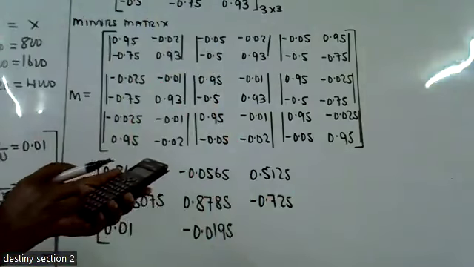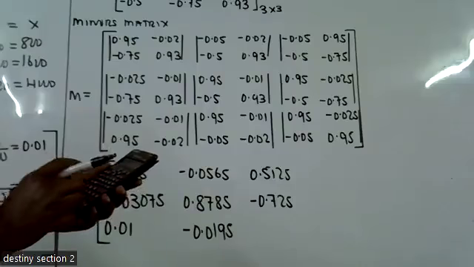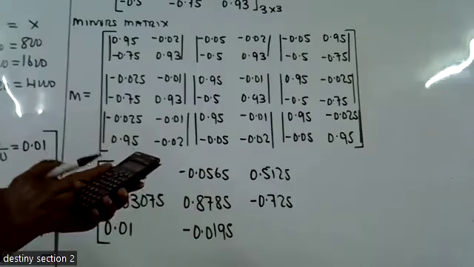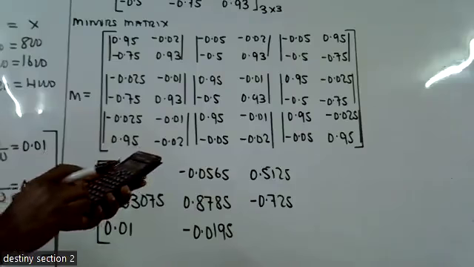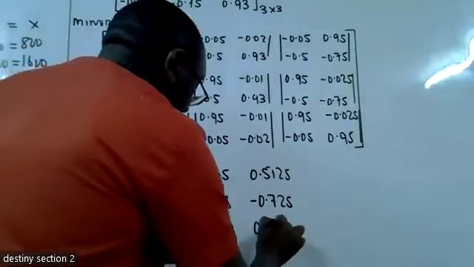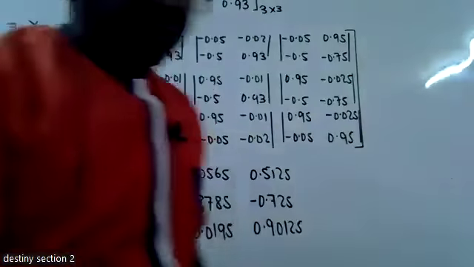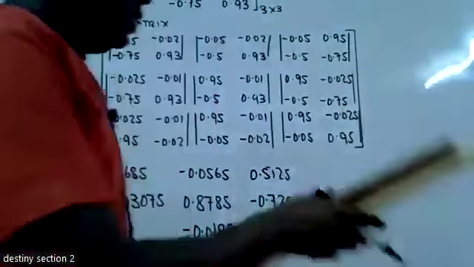The last one is 0.95 times 0.95 minus 0.05 times minus 0.025 equals 0.90125. Yeah, good. Fatma, we have agreed.